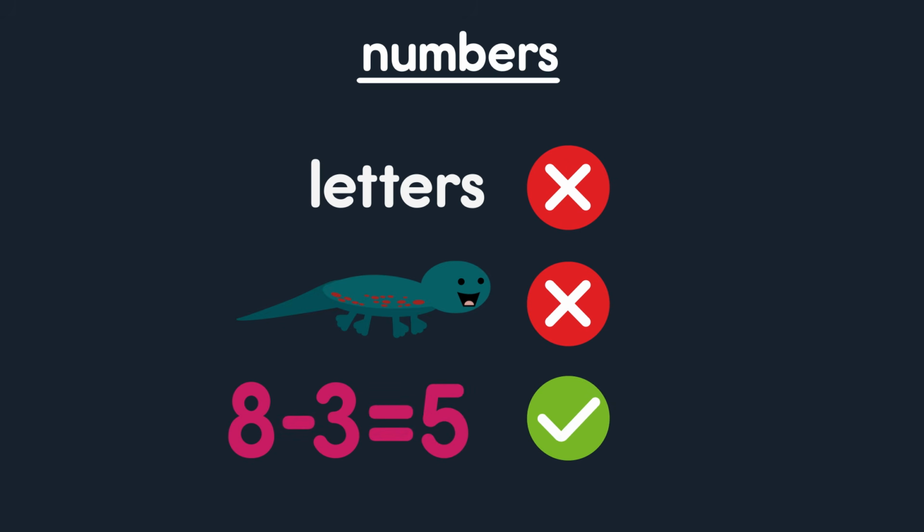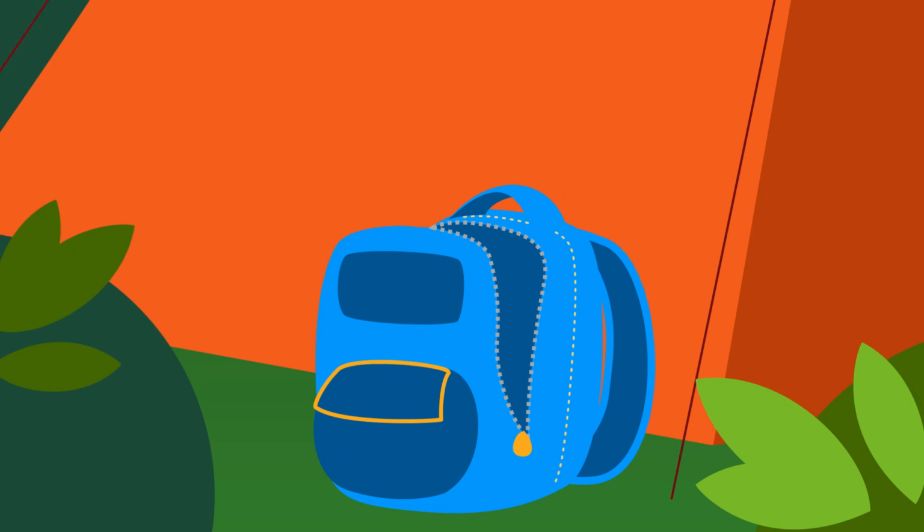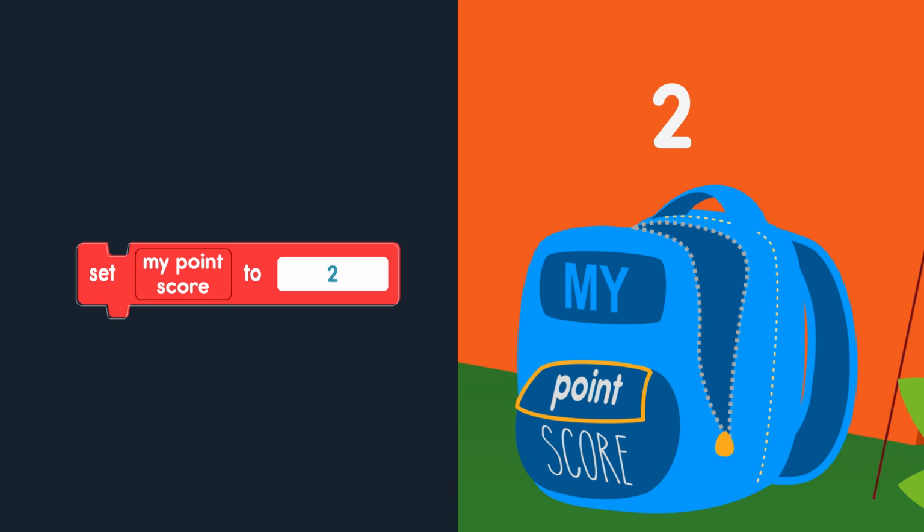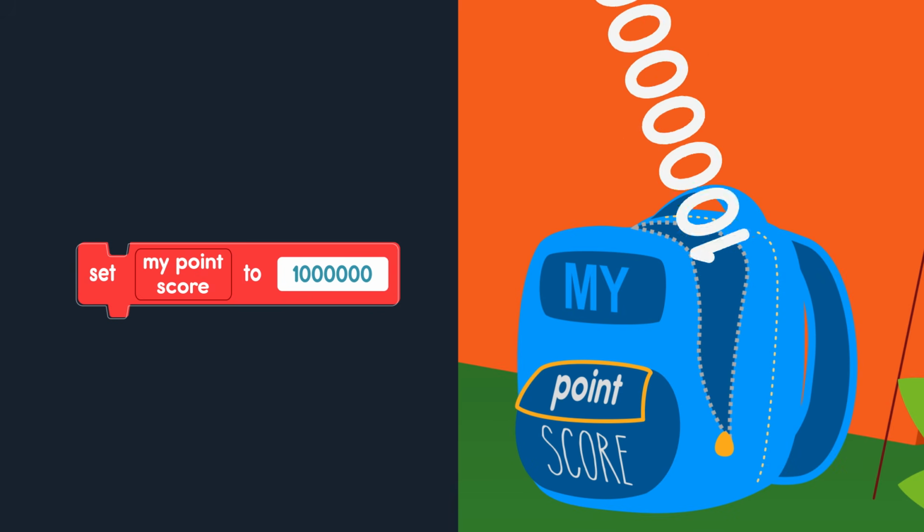Here's a number variable to remember the score. We will name this variable my point score. My point score is 2. My point score is 4. My point score is 8. My point score is 1,000,000.